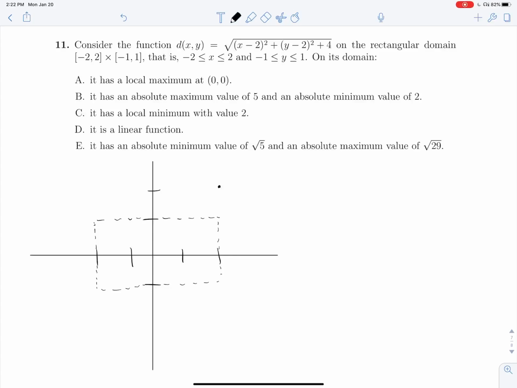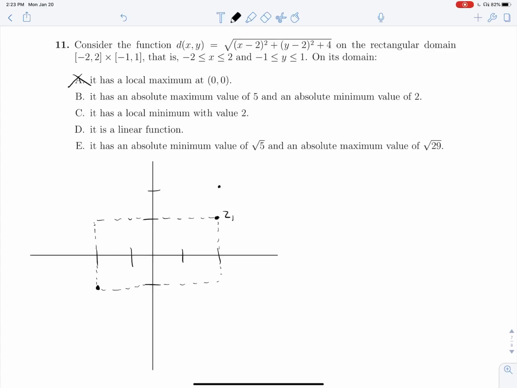It has a local maximum at (0, 0). Well, no, not really, because if we're at (0, 0), we can make this distance function grow just by moving away. So this does not make sense. It has an absolute maximum value of 5 and an absolute minimum value of 2. If we look at this graphically, the closest point to (2, 2) is going to be right here, and the farthest point is going to be right here. This is the point (2, 1), and this is the point (-2, -1). If we plug (2, 1) into this distance function, we get the square root of (2 minus 2) squared, so 0, plus (1 minus 2) squared, which is 1, plus 4. Nope. So this is also wrong, because our minimum value on this domain is actually root 5, not root 2. So B is also out.